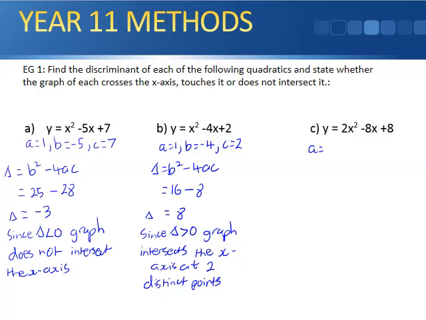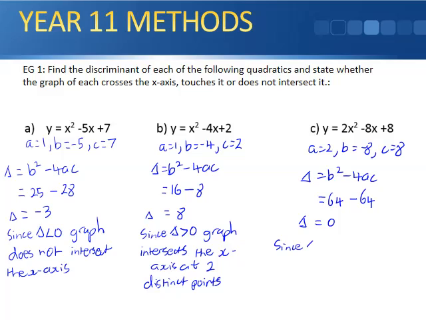For part C, a equals 2, b equals -8, and c equals 8. Again, writing the rule, discriminant equals b squared minus 4ac. b is -8, -8 squared is 64. Minus, and a plus still gives me a minus. 4 times 2 is 8, 8 times 8 is 64. 64 minus 64 equals 0. I'm sure you knew that that was going to happen.